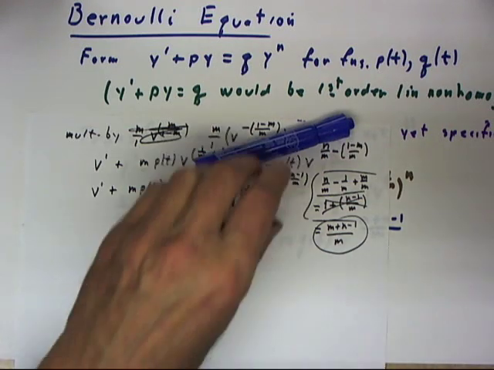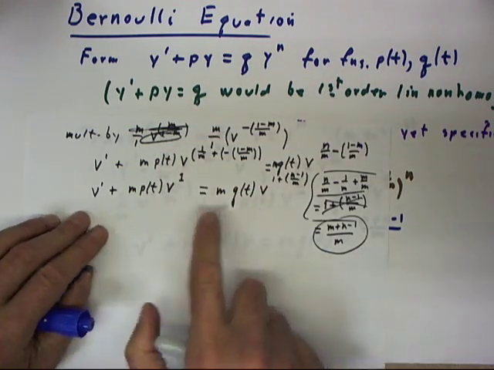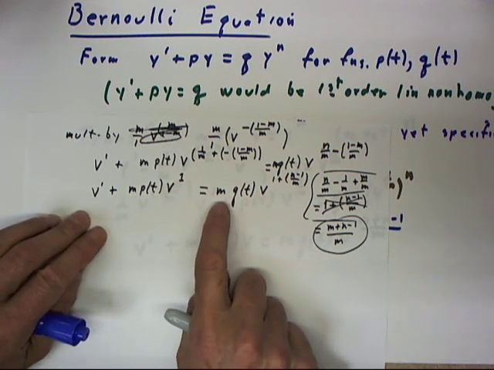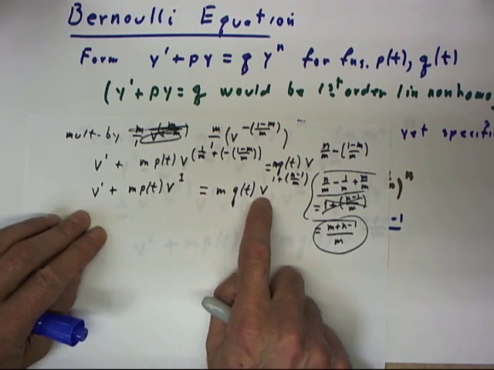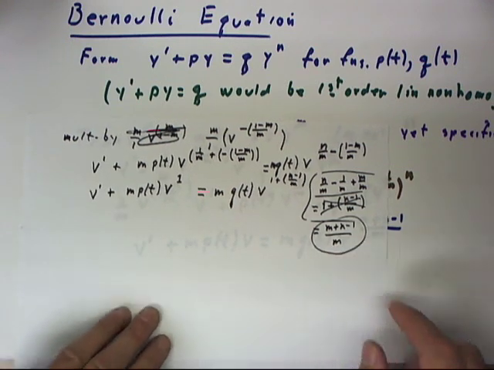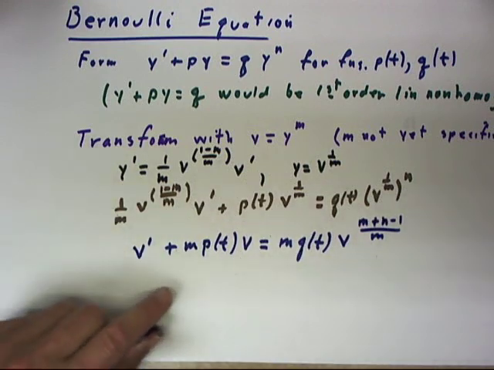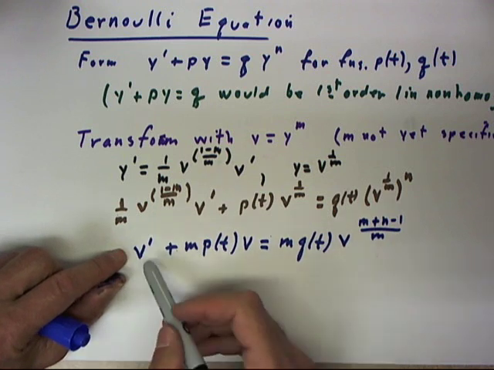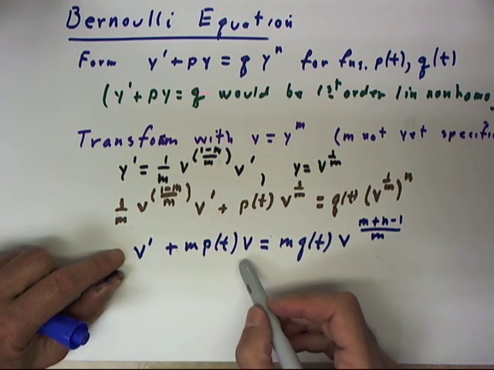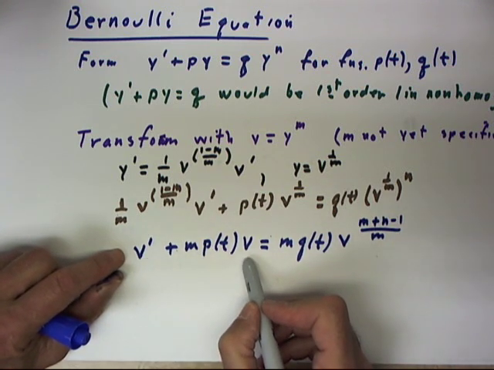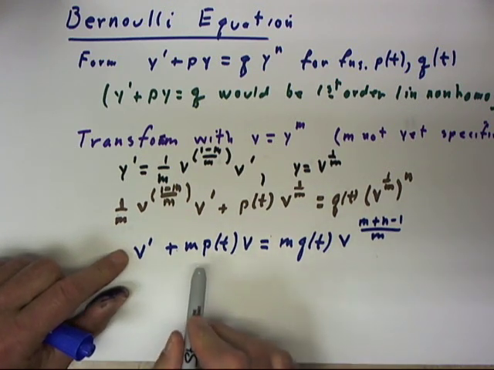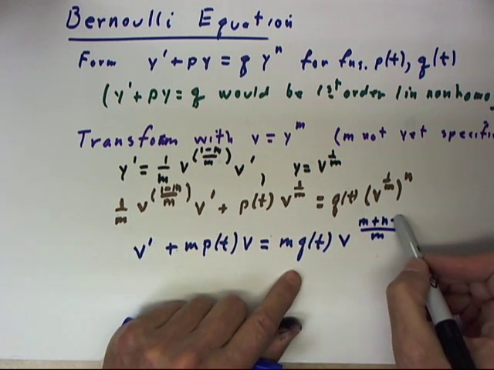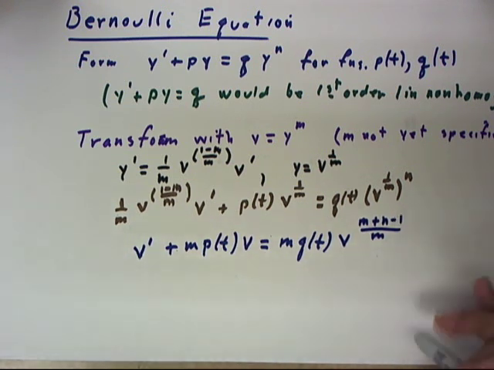But with that, now we see that our form, we have a v to the 1 power, mp of t as the coefficient, mq of t times v to this power. And when we write that out, it looks like this. Now that's progress. The left-hand side is in the form of a first-order linear equation. We know how to deal with that. We know what our integrating factor is going to be. The problem is this thing still has a v to some power here. So what are we going to do about that?